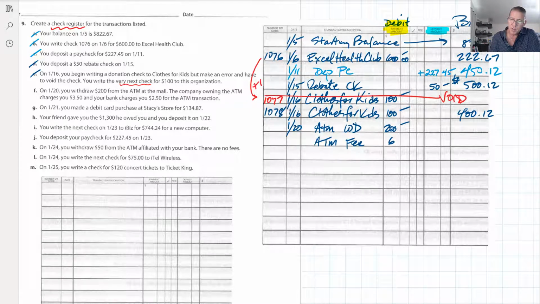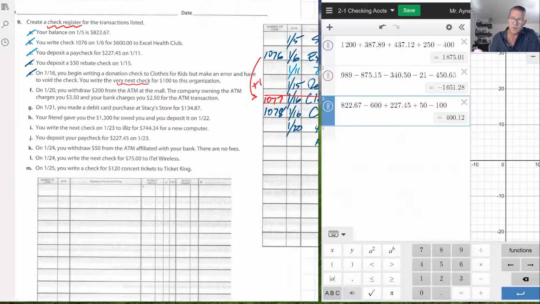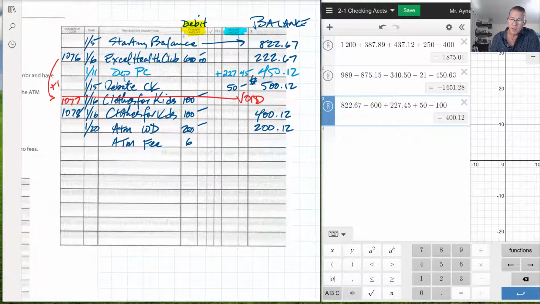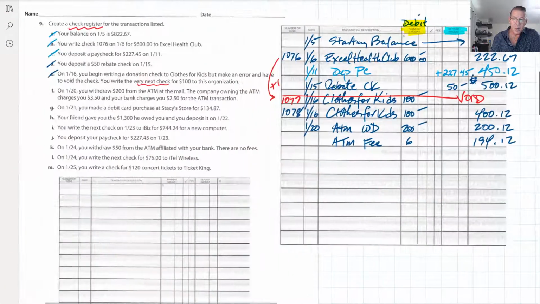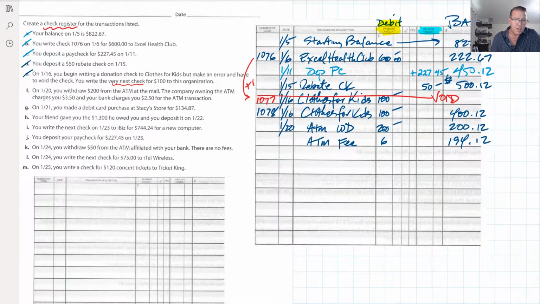Right here we're at $200.12. Let's just go with the decimals quickly here. We're going to subtract 200, and then of course you've got to subtract the $6 fee, and now you're at $194.12. So $194.12. There we go. So we're rocking and rolling here. All right, so what else is going on? We're done with that one.